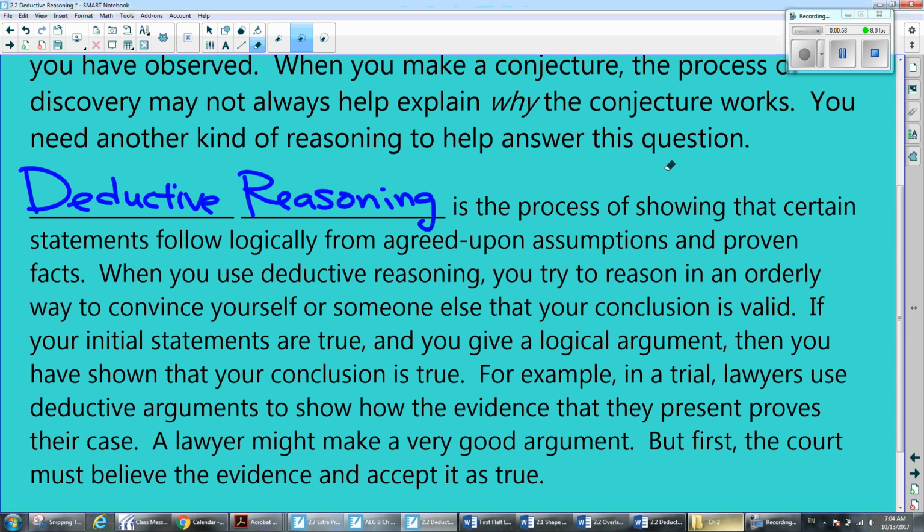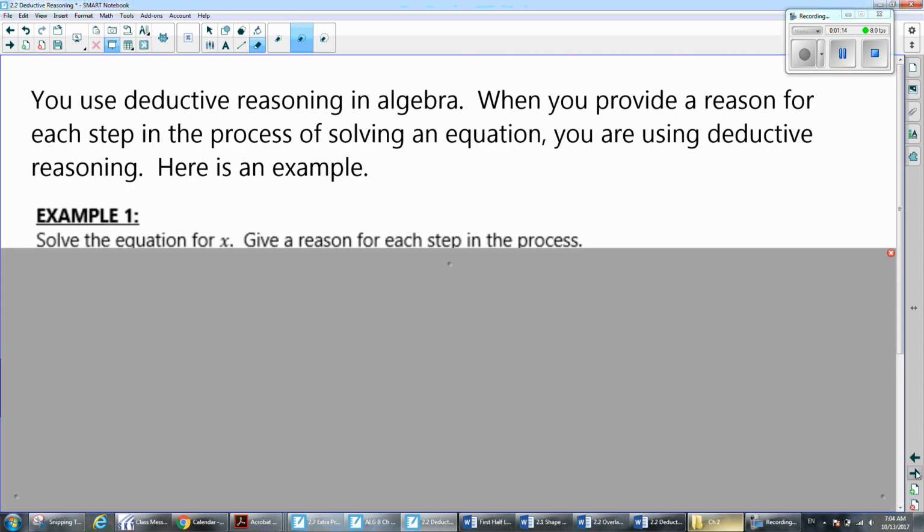For example, in a trial, lawyers use deductive arguments to show how the evidence that they present proves their case. A lawyer might make a very good argument, but first the court must believe the evidence and accept it as true. You use deductive reasoning in algebra. When you provide a reason for the step in the process of solving an equation, you are using deductive reasoning.